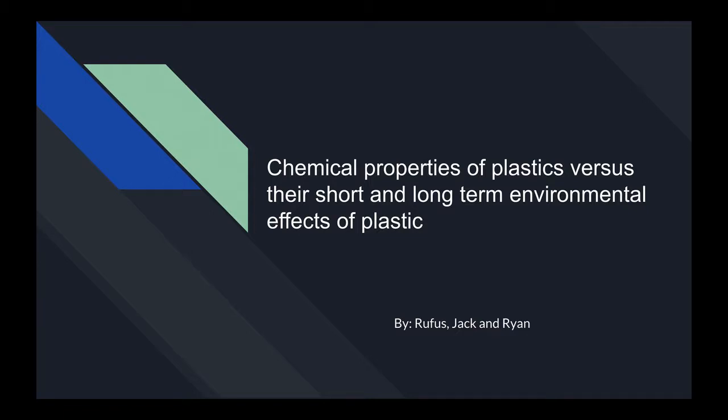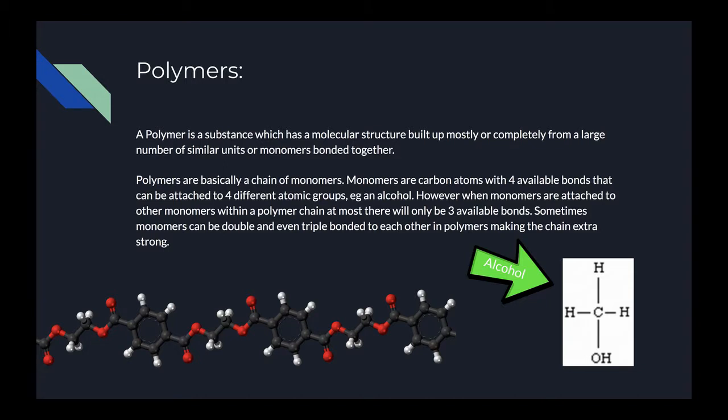Chemical properties of plastics versus short and long-term environmental effects. Polymers. A polymer is a substance which has a molecular structure built up mostly or completely from a large number of singular units or monomers bonded together. Polymers are basically a chain of monomers.